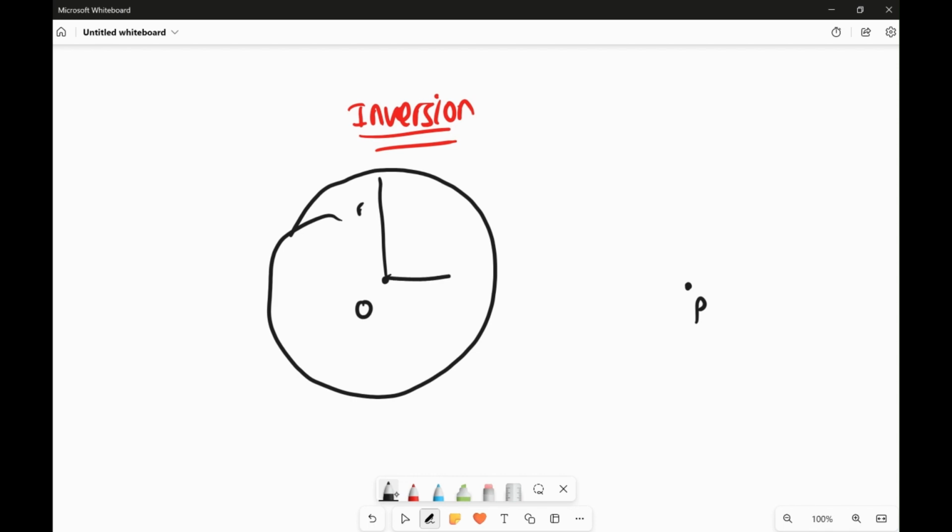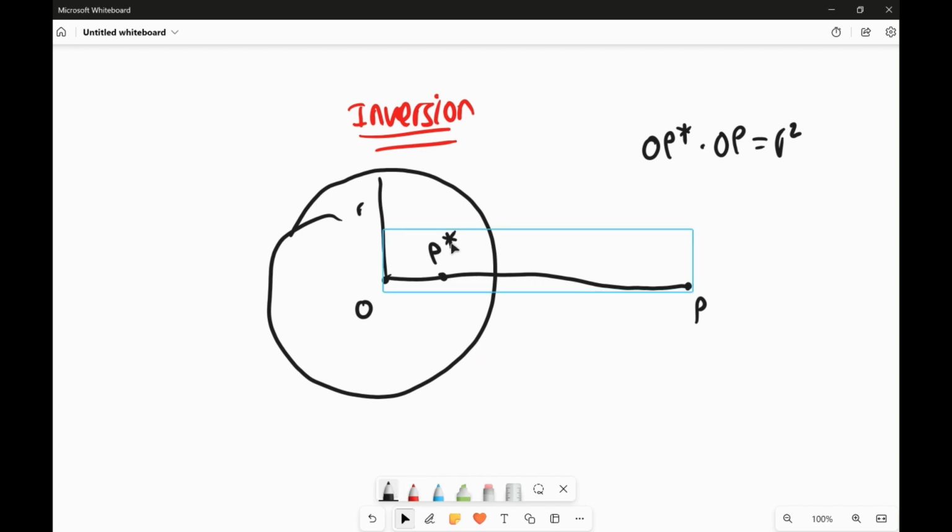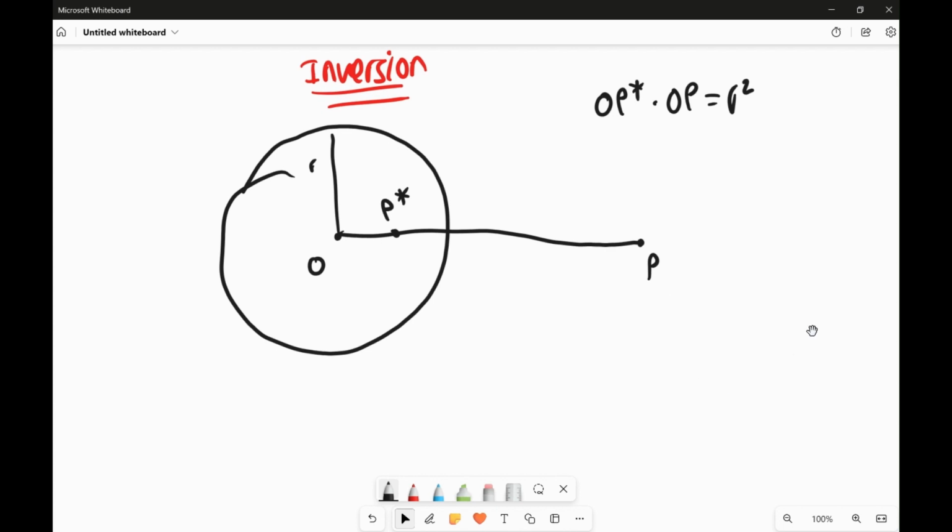Well, what is a point on the segment OP, let's call it P star, such that OP star times OP is equal to R squared. And P star is called the inverse of P with respect to the circle, because we're pretty much inverting the distance. OP star times OP is equal to R squared. So how does inversion actually help?